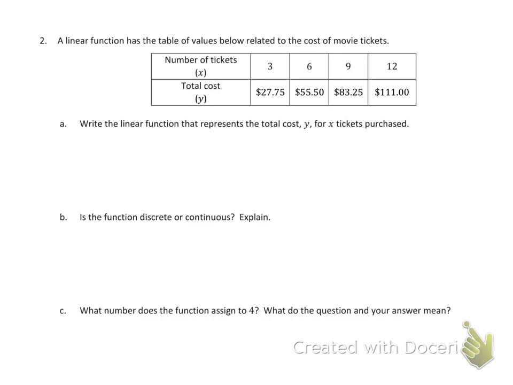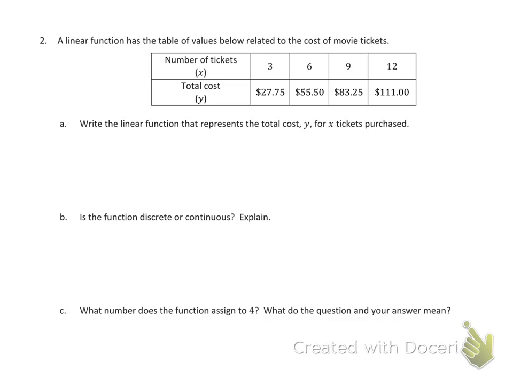Okay, so here's another table. This linear function has the table of values below related to the cost of movie tickets. So we're going to have to assume that the cost is constant for any number of tickets. We're shown what the cost is for 3, 6, 9, and 12 tickets. So if we assume it's constant, we can use any of those to find the ratio. So I'm going to choose the first one because it's simplest.